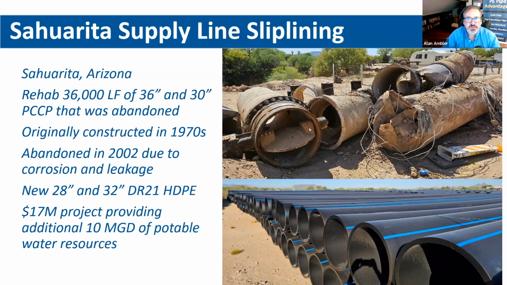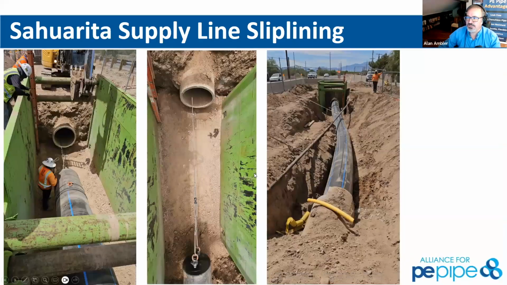So in a $17 million project, that 36,000 feet of 36-inch and 30-inch high-density polyethylene was able to provide an extra 10 million gallons a day of water to their area. So that's roughly 100,000 people, and it reuses an asset that otherwise they had abandoned from leakage and corrosion.